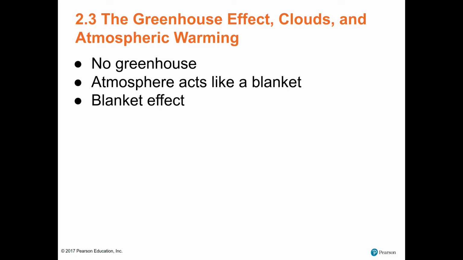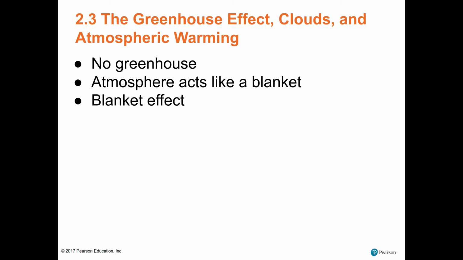There is no greenhouse effect. The atmosphere acts like a blanket. It really should be called the blanket effect. A greenhouse actually traps heat. A blanket just slows down the passage of heat. So what's happened is we've added blankets to the atmosphere that are trapping the heat.